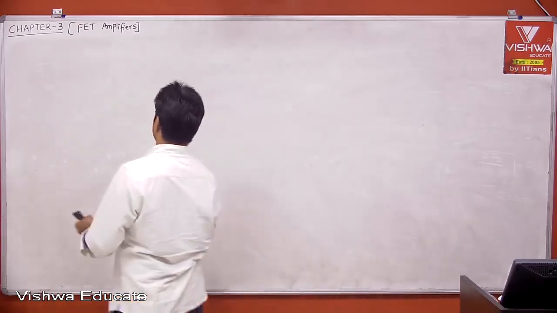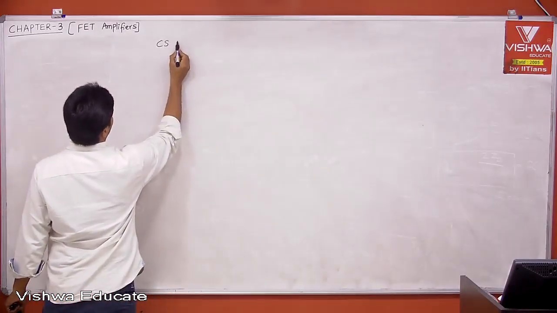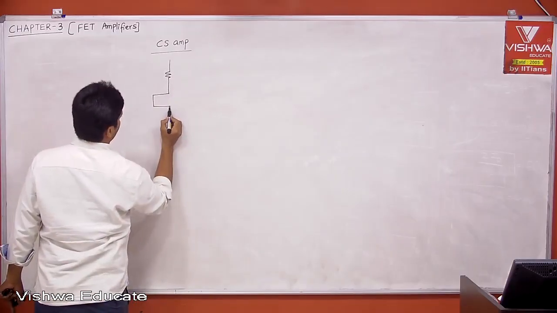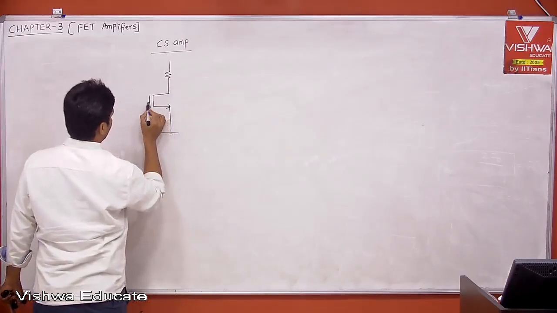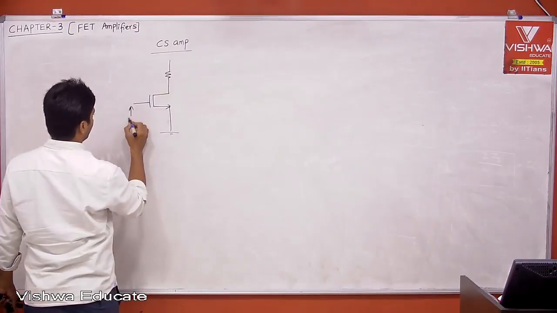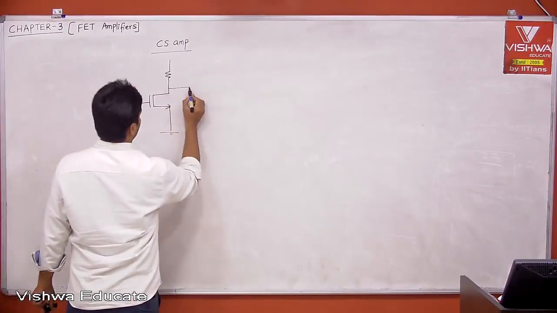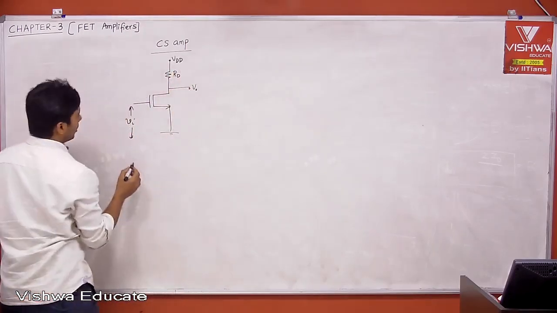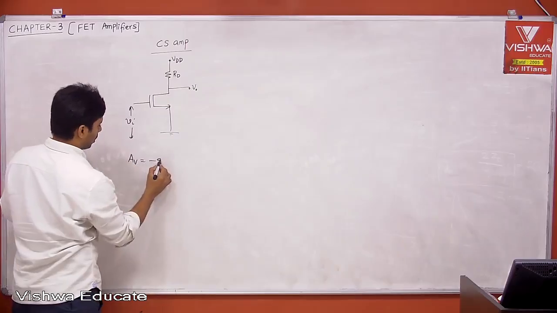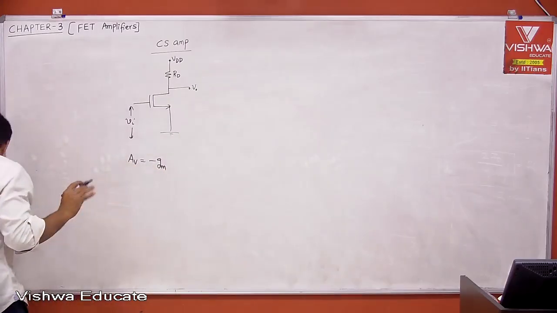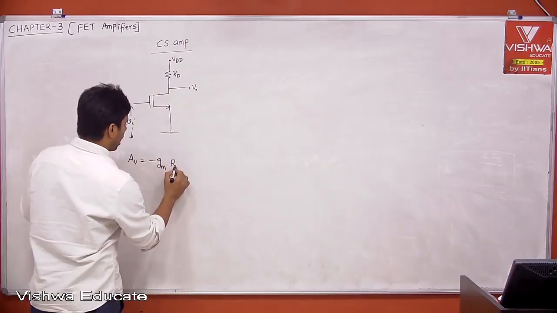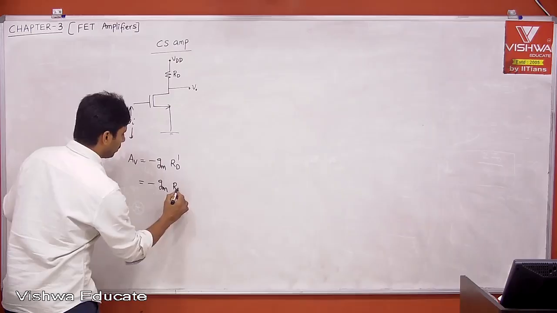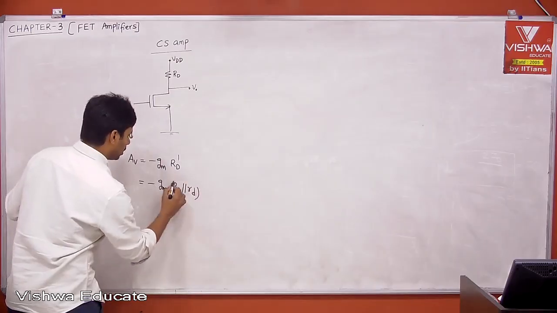Just don't write anything. If you take the common source amplifier, this is what is voltage bias, okay? Vi and Vo, RD, VDD. Tell me, what is the voltage gain? Minus gm into RD dash, right? Therefore, what is RD dash? Minus gm into RD in parallel with small rd.